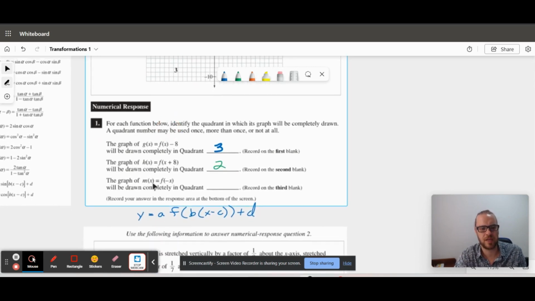Now, for our last one here, we're doing the graph of m of x, which is going to be f of negative x. This is a b value right here. It's because it's in front of the x, okay? And it's just a -1. So all it's doing here is actually reflecting it. And what we need to remember is, are we reflecting it in the y-axis, thereby moving it horizontally, or is it flipping it in the x-axis? Can be a little bit tricky to think about this.